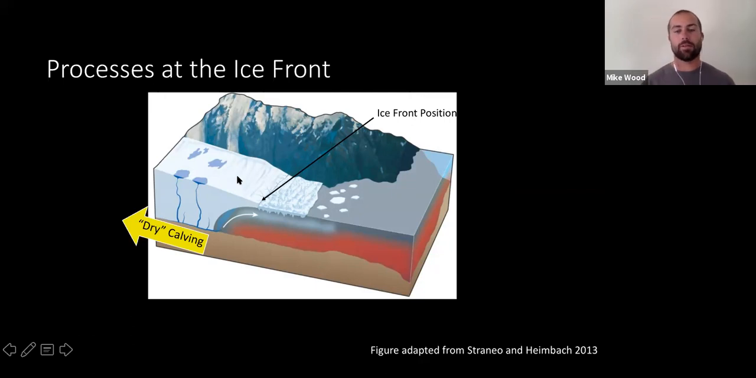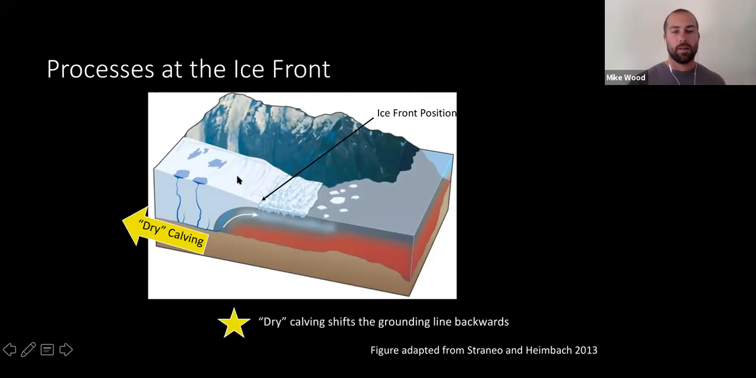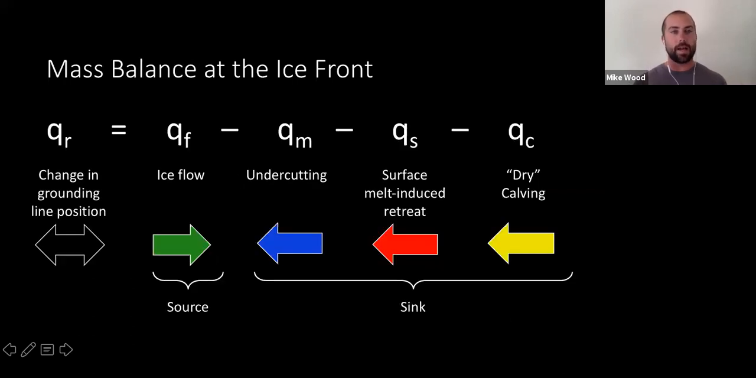So there's a lot of processes going on at the grounding line, and considering them all at once, we can create a mass balance or a flux balance for what's happening at the grounding line. The change in the grounding line position is a function of the source of ice, the ice which is flowing forward, and then the sinks of ice, which happen from undercutting, surface melt-induced retreat, and dry calving, which I showed in the schematic there.